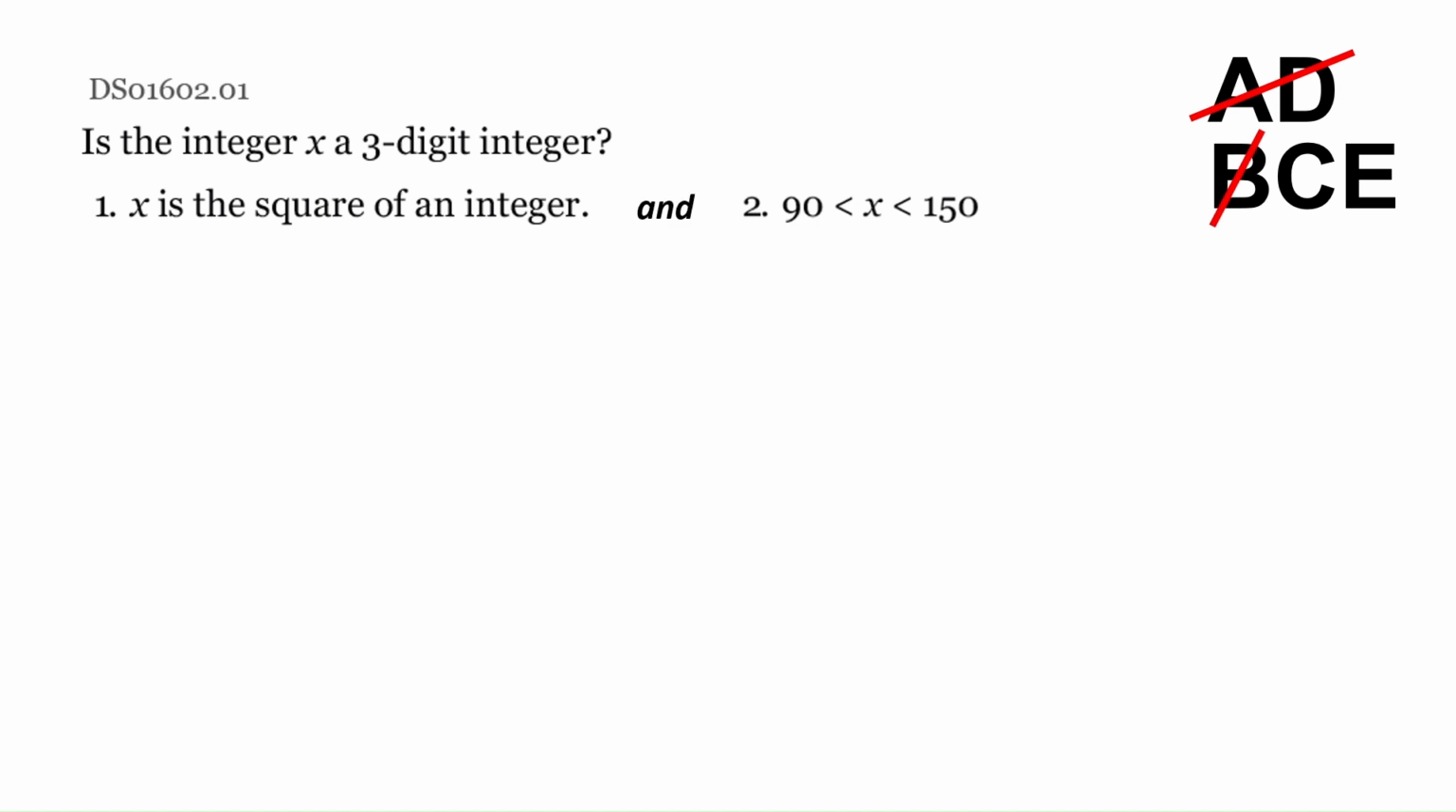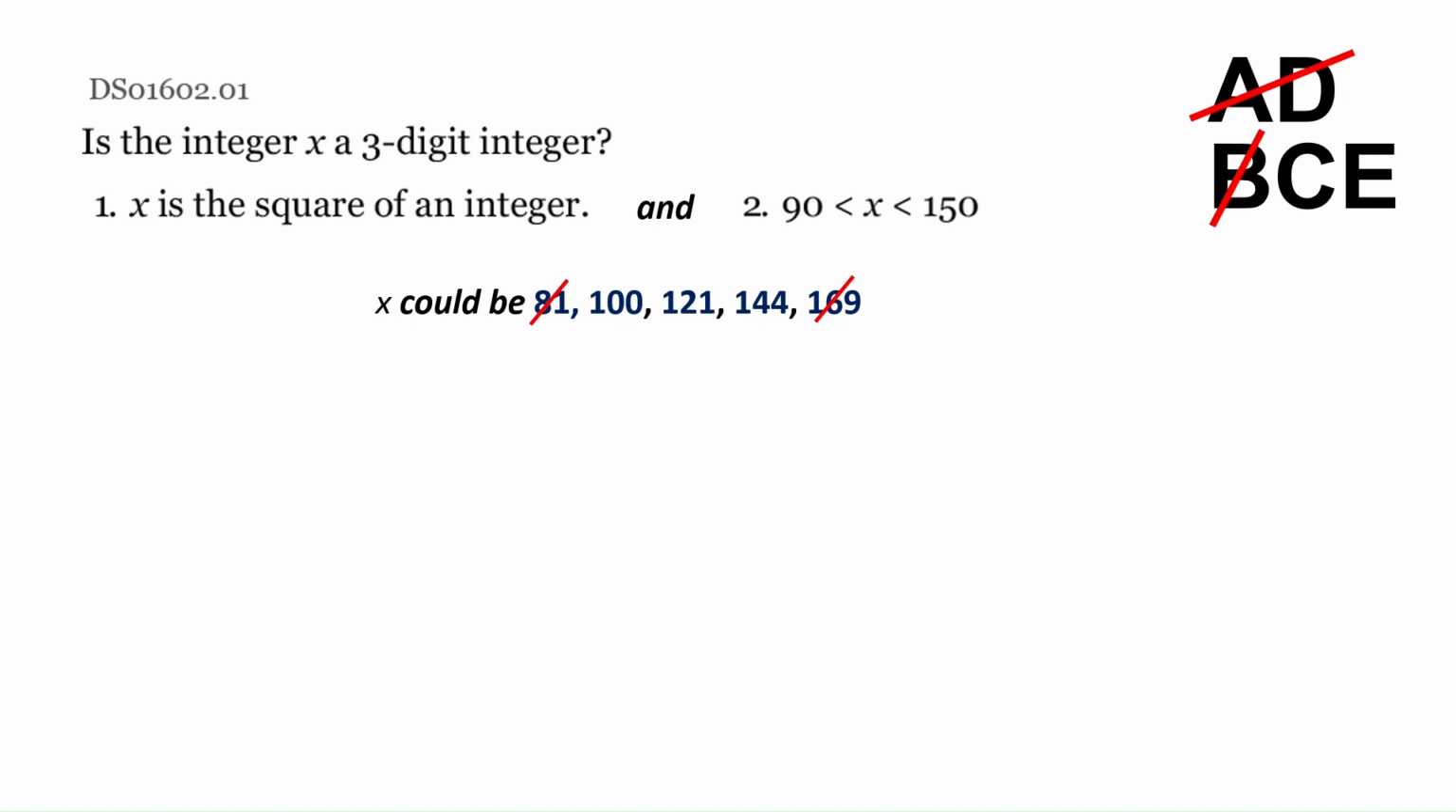Now let's look at the two statements together, and this is where things get more interesting. We need to think of examples for x, given that x is a square number between 90 and 150. What could x be? Knowing your square numbers will help you save time on the GMAT. Here they are. Wait, I've gone too far. X can't be 81, and it can't be 169. X must be either 100, 121, or 144.